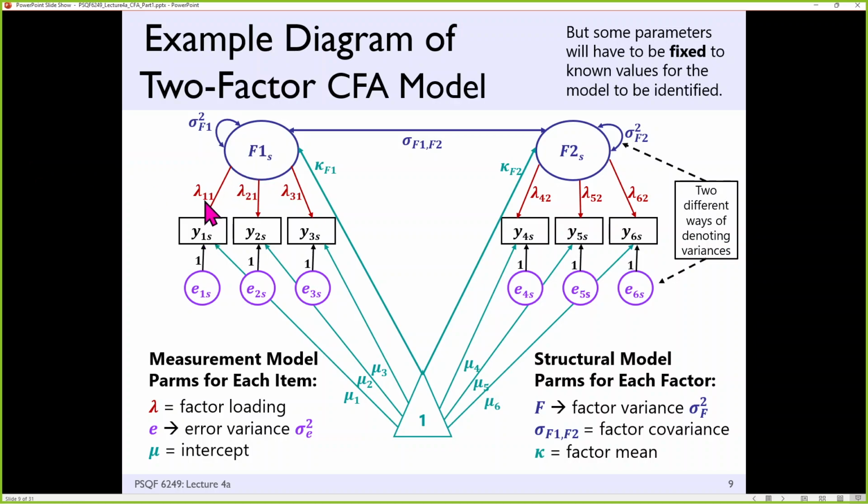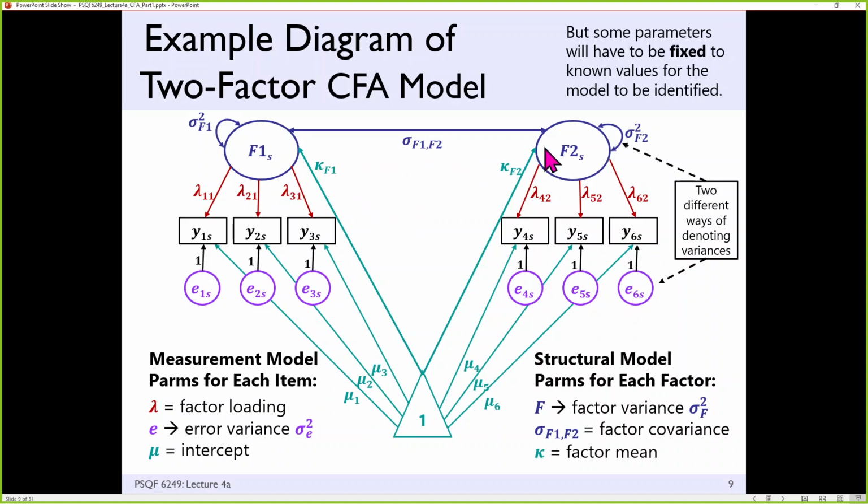I've numbered these such that the first subscript is which item, the second subscript is which trait. So this is item 1 loading on trait 1, item 2 loading on trait 1. Over here, item 4 loads on trait 2, and so forth. The fact that there are no red lines going from F1 to 4, 5, and 6, and no red lines going from F2 to 1, 2, and 3, means I am saying these 3 items only measure trait 1, and these 3 items only measure trait 2. That's an assumption. It's testable.